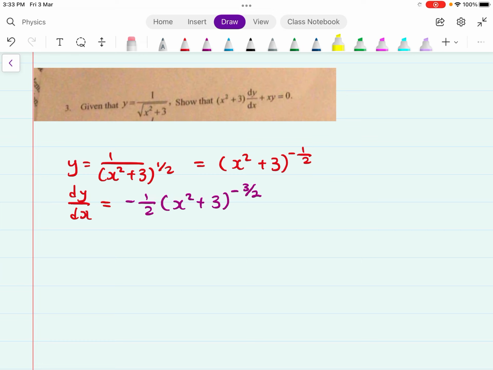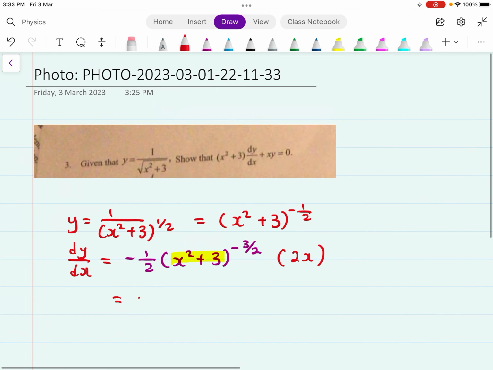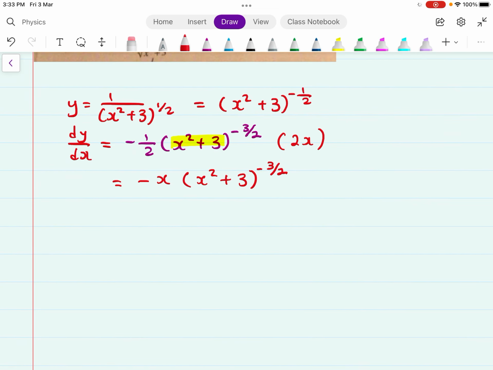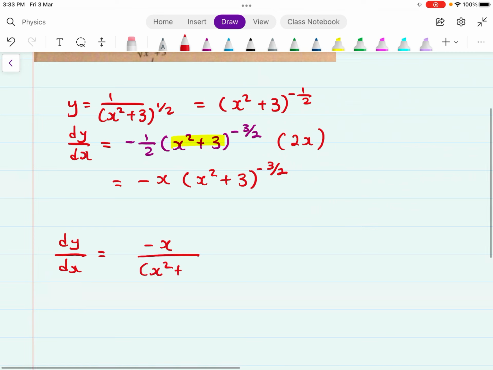But of course, don't forget to differentiate inside, which is 2x. So what you will get is negative x times (x squared plus 3) to the power of negative 3 over 2. Okay, so after you reach this step, you make it into this form. dy/dx is equal to negative x over (x squared plus 3) to the power of 3 over 2. So you make it into this fraction form.